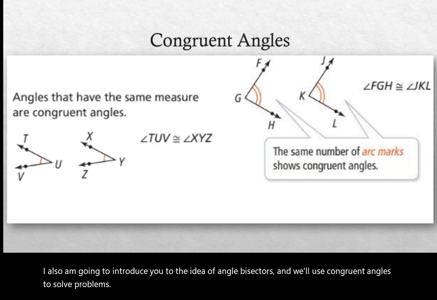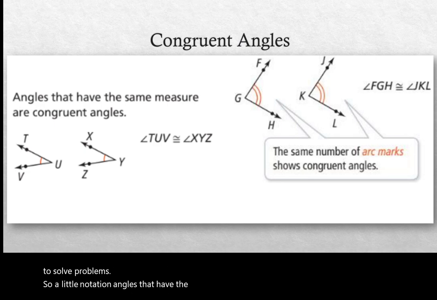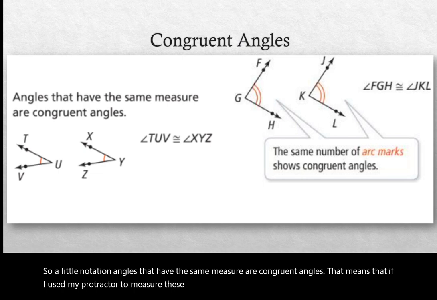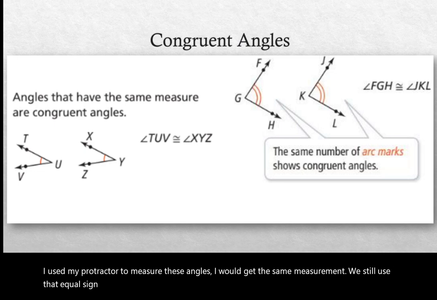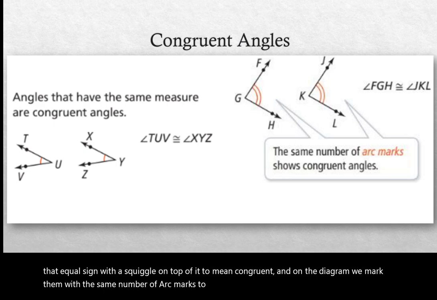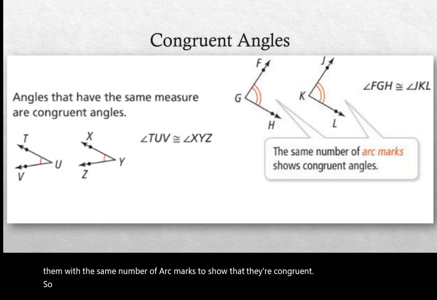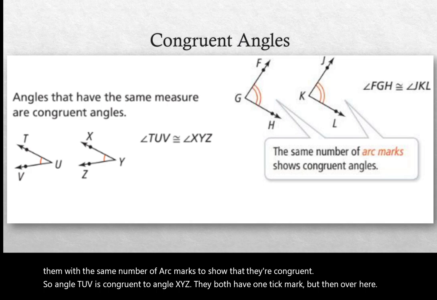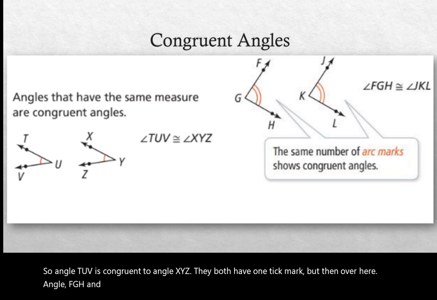So a little notation. Angles that have the same measure are congruent angles. That means that if I used my protractor to measure these angles, I would get the same measurement. We still use that equal sign with a squiggle on top of it to mean congruent. And on the diagram, we mark them with the same number of arc marks to show that they're congruent. So angle TUV is congruent to angle XYZ. They both have one tick mark, but then over here, angle FGH and JKL have two tick marks showing that those two angles are congruent to each other.